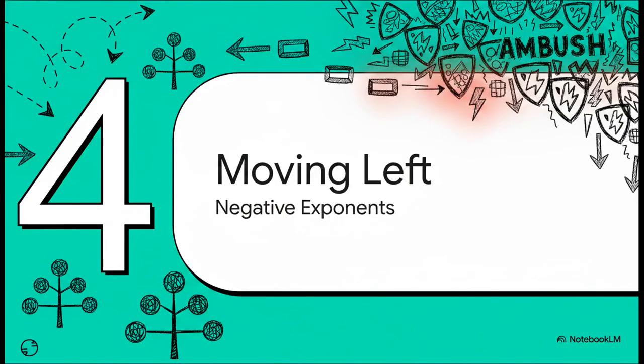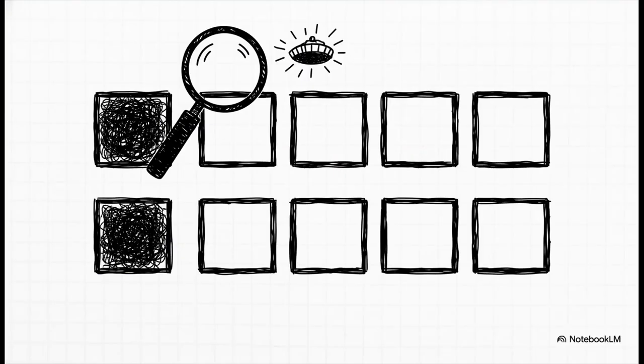Part 4, moving left: negative exponents. We've totally mastered the right shift, so let's walk straight into an ambush and see what happens with a negative exponent. Take a really close look at this second example from our sources. The mantissa is 101000, and the exponent is 1110. Do you spot the trap?